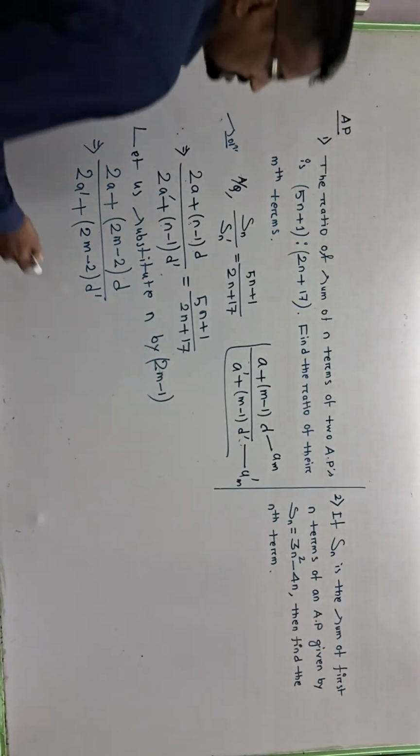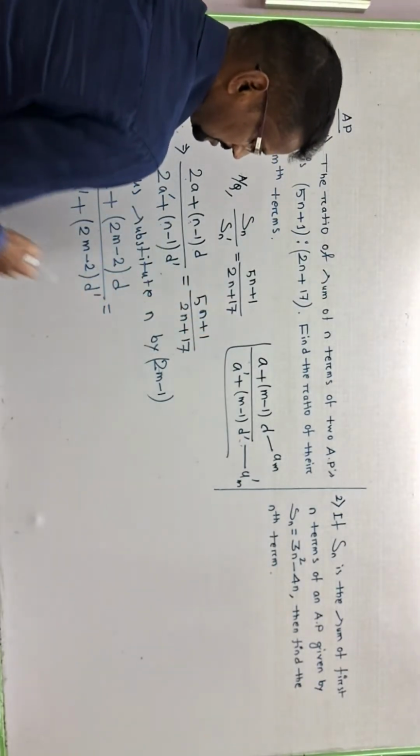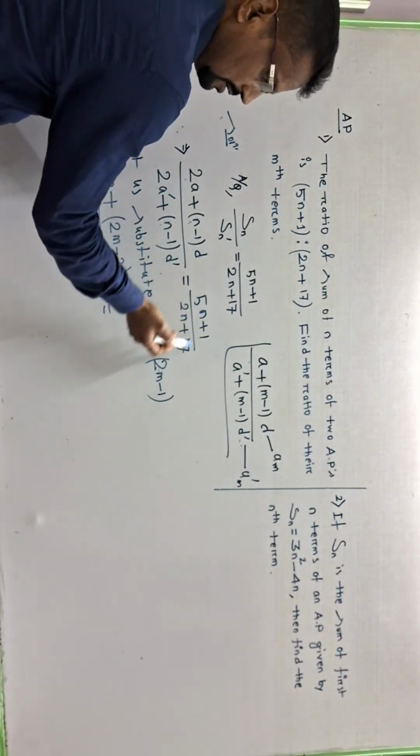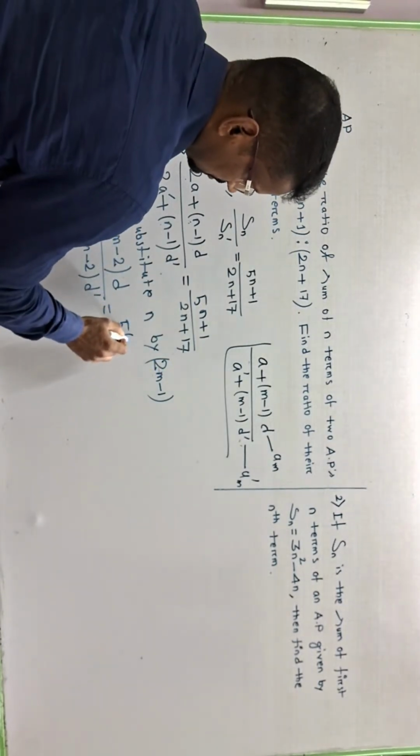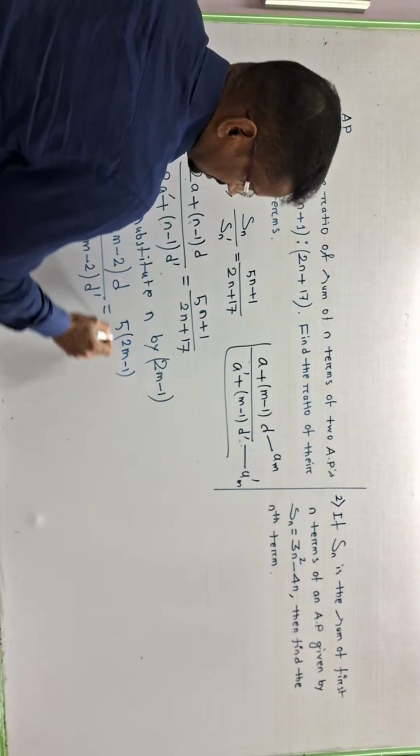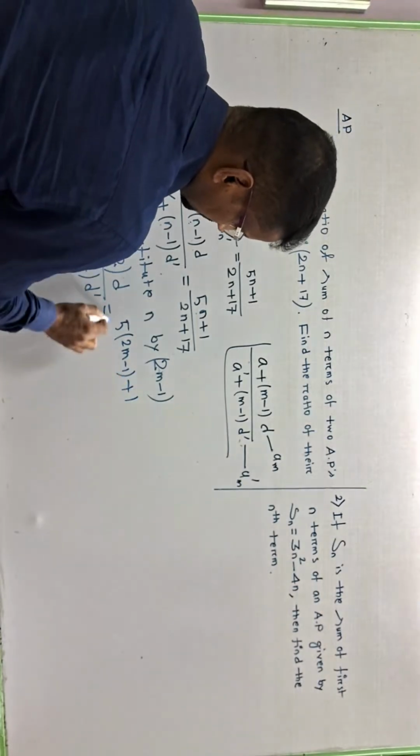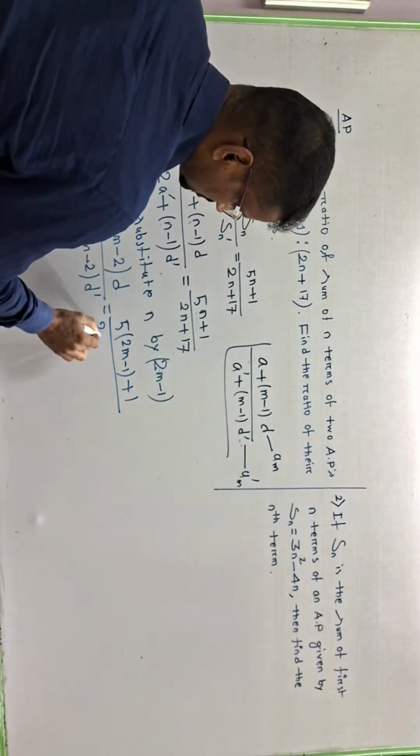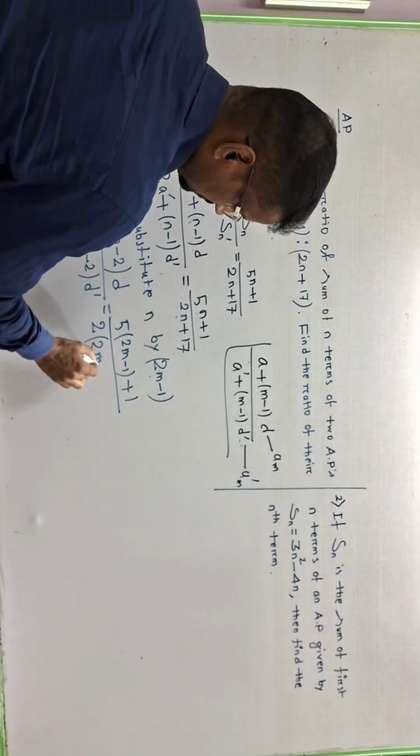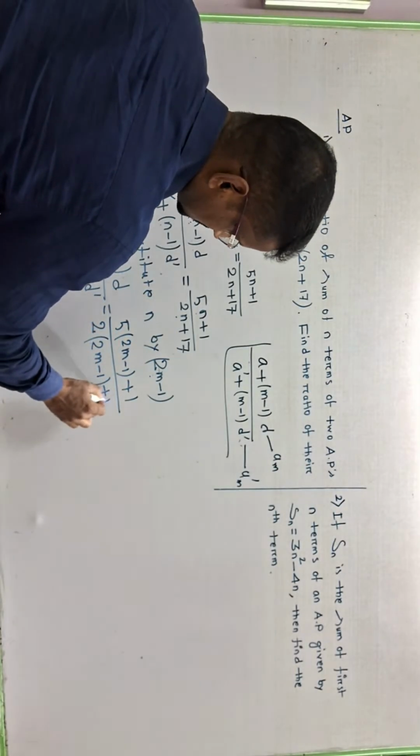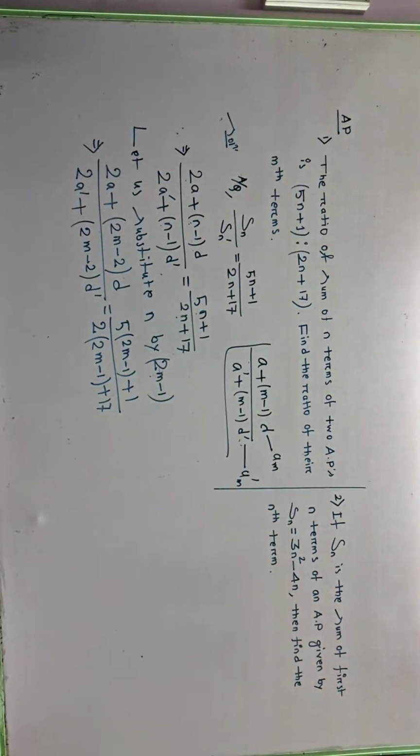So similar thing you have to write in the right hand side also. That means n will be replaced by 2m minus 1. So here we get 5 into (2m minus 1) plus 1, divided by 2 times (2m minus 1) plus 17. So almost we have solved it.